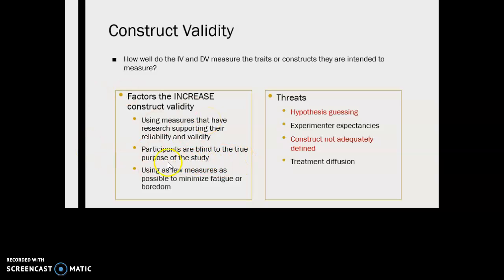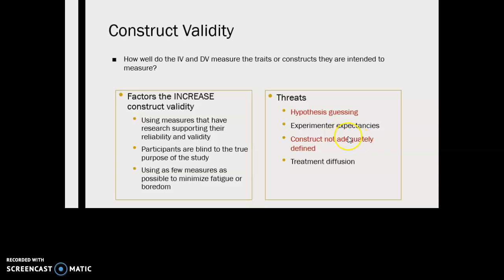Another is that participants are blind to the true purpose of the study, right? So if people figure out our manipulation, or if they know what group they're in, they may change their behavior, and that's going to then change whether or not we can draw meaningful conclusions from our research. And the last is to use as few measures as possible to minimize fatigue or boredom, right? So the longer the measure, the more likely it is that people get bored, the more likely they either get into a response set where they basically give the same answer across all questions, or they start to answer randomly. They draw patterns like in your Scantron forms or something.